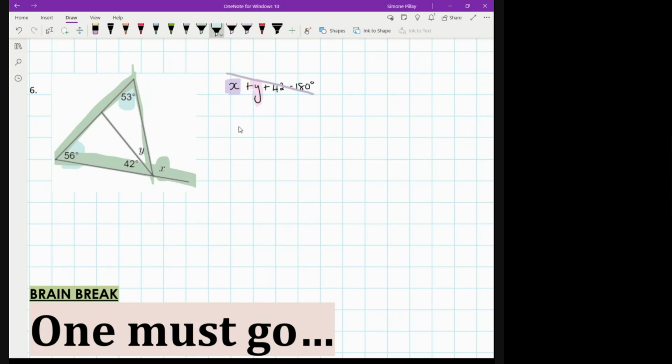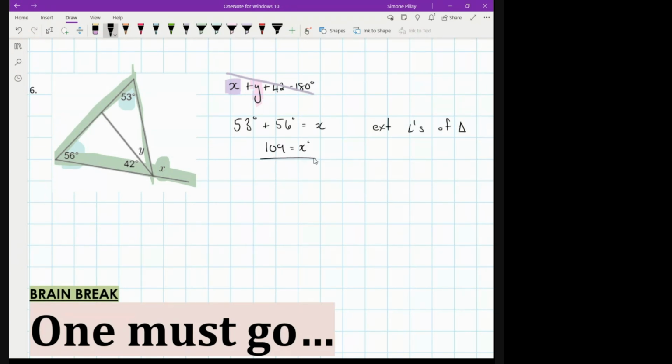Yes. Answer for me, please. 53 plus 56 is equal to x. My reason is exterior angles. Exterior angle of a triangle. Beautiful. What next? x is equal to 109.